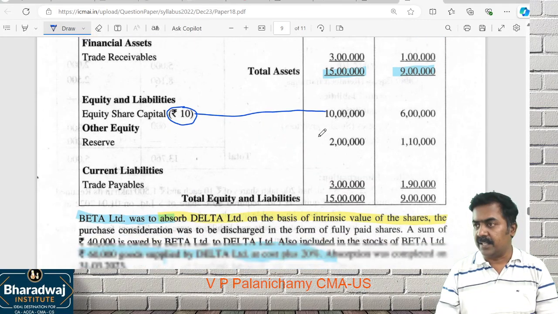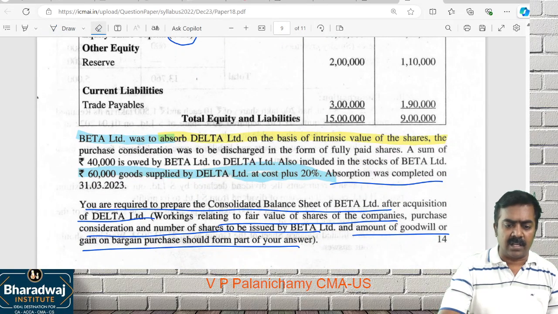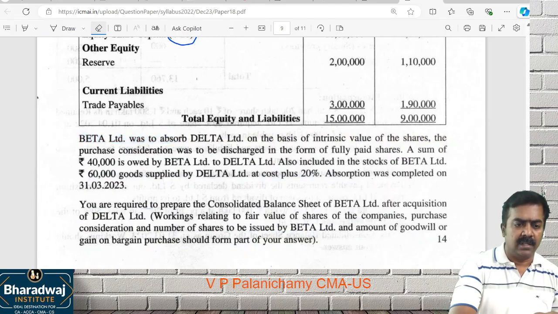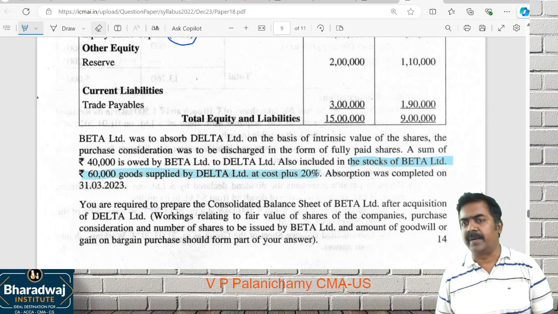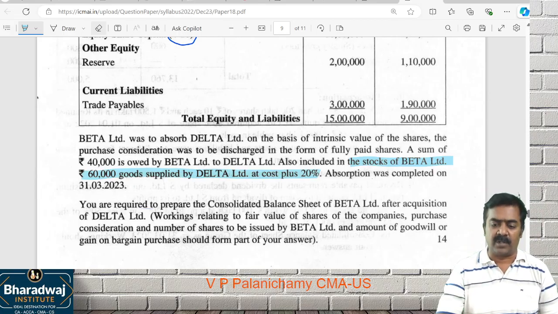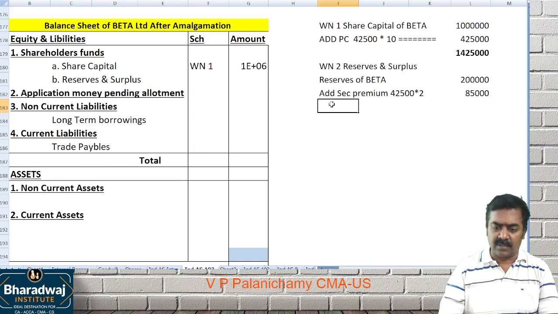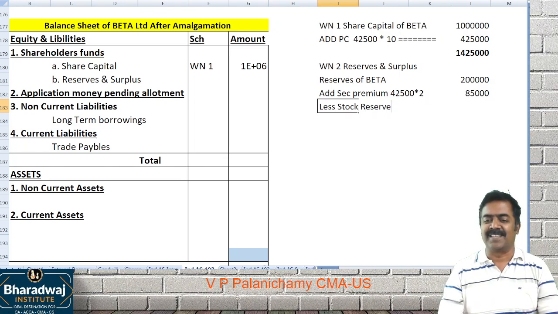We have learned the journal entry already, but we are to practice the question. Look at this. There is an intercompany sale of stock and there is a profit included in the stock of Beta Limited, 60,000 goods supplied by what? Delta Limited at cost plus which one? 20%. We have to eliminate which one? The profit. We have to eliminate the profit. So less, that is called stock reserve. Same like your inter-branch accounts, departmental accounts, inter-process profits, or this business combination.